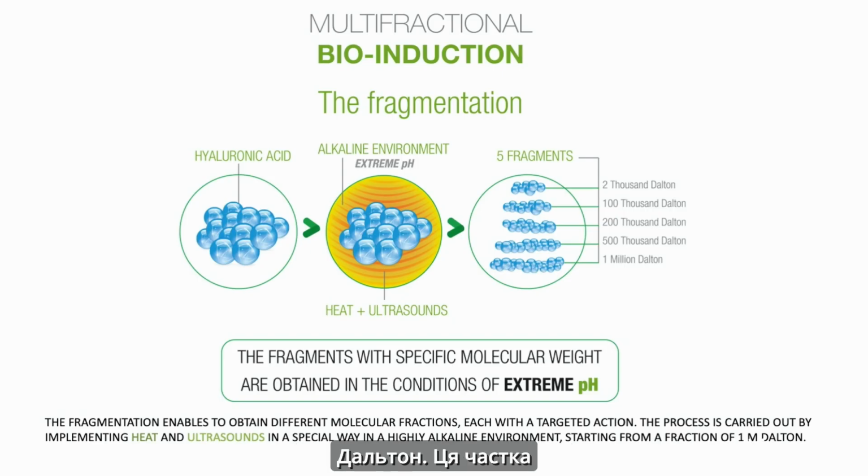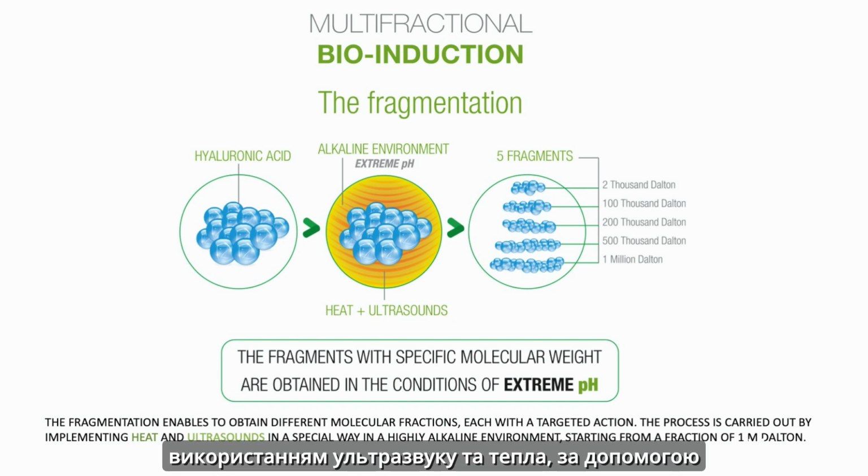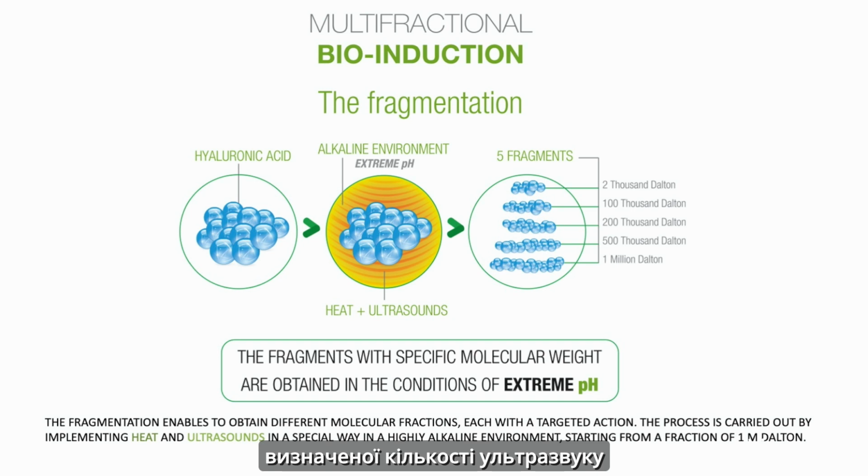In multifractional bioinduction, the fragmentation of hyaluronic acid takes place starting from a molecular weight of 1 million Dalton. This fraction is processed through the use of ultrasound and heat. Using specific quantities of ultrasound and heat, the various fragments of 500,000 Dalton, 200,000 Dalton, 100,000 Dalton, and 2,000 Dalton are obtained. All this takes place in a highly alkaline environment.